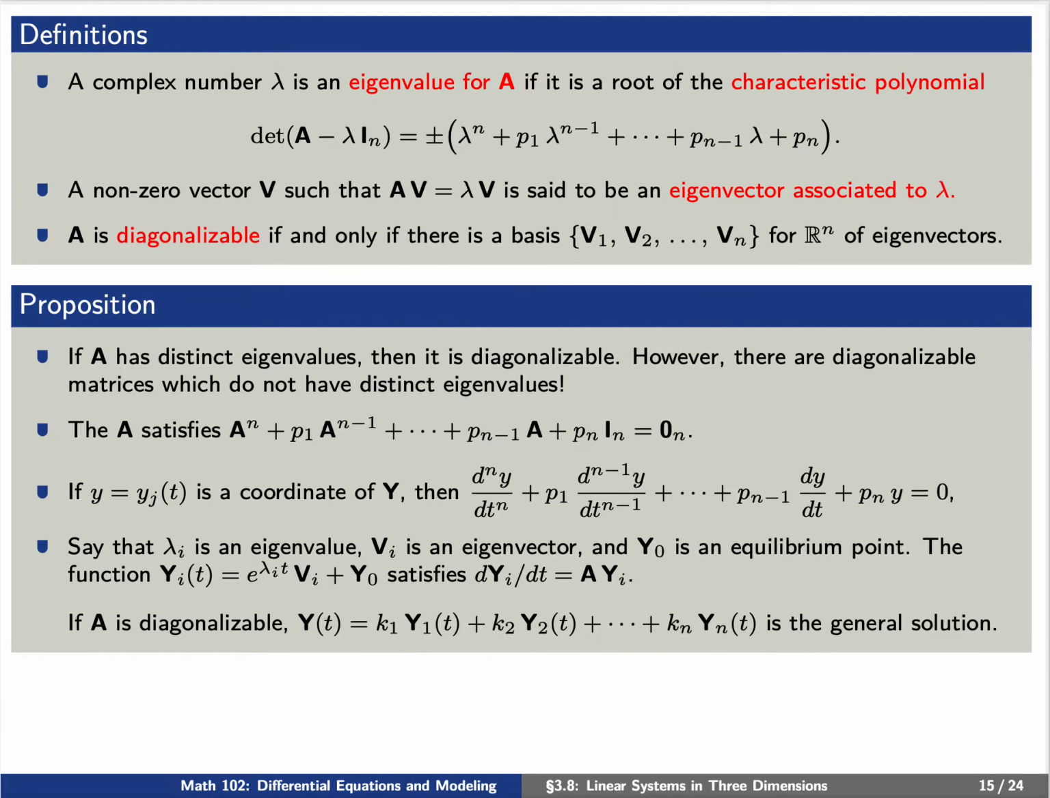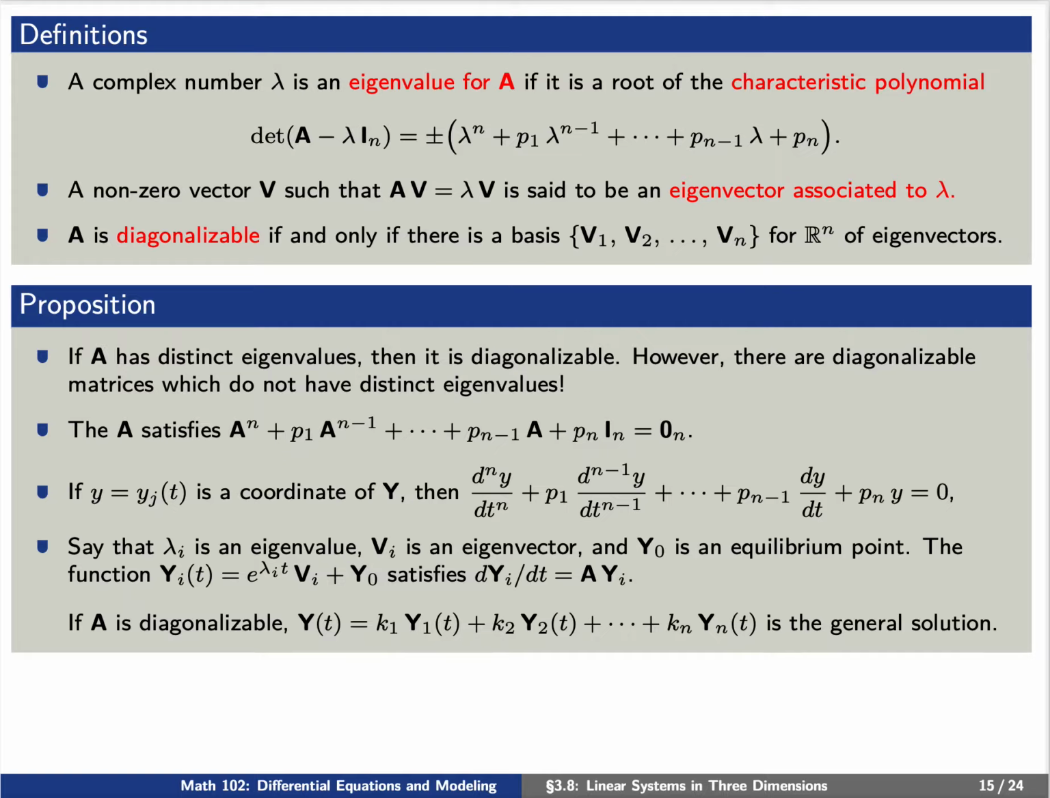We have the following key results. We won't bother to prove these, but we'll just list them in one place. First, if A has distinct eigenvalues, then it is diagonalizable. However, the converse of this is not true. There are diagonalizable matrices which do not have distinct eigenvalues. In particular, say that A is a scalar matrix.